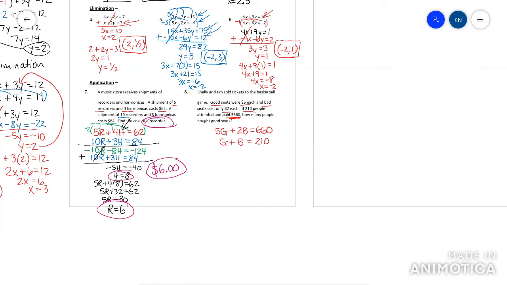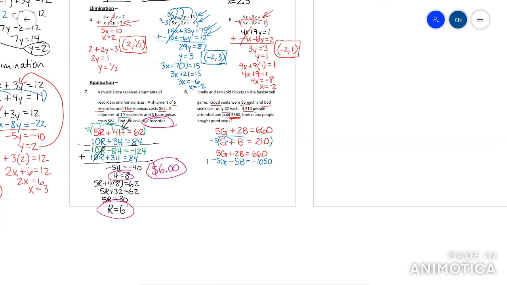Now that I've got my equations, I'm going to go ahead and solve by elimination. I'm going to make this say -5 right here. So I have to scale this bottom equation by a -5. So it's going to turn into this. The top equation did not change. 5g plus 2b equals 660. The bottom equation, though, is going to turn into -5g minus 5b equals negative 1050.